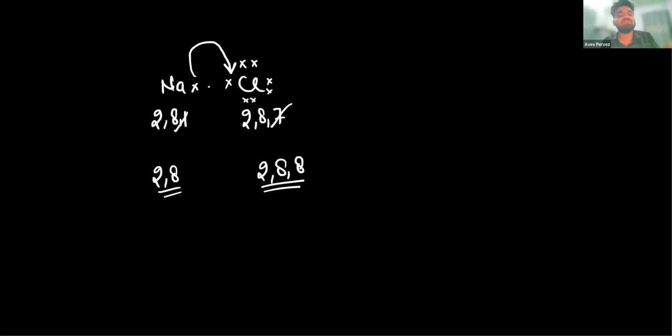So here sodium is completely donating 1 electron to chlorine in order to attain the stable electronic configuration of neon. And chlorine is going to get 1 electron completely, forming Cl minus ion, just because it wants the electronic configuration of the nearest noble gas, that is argon.